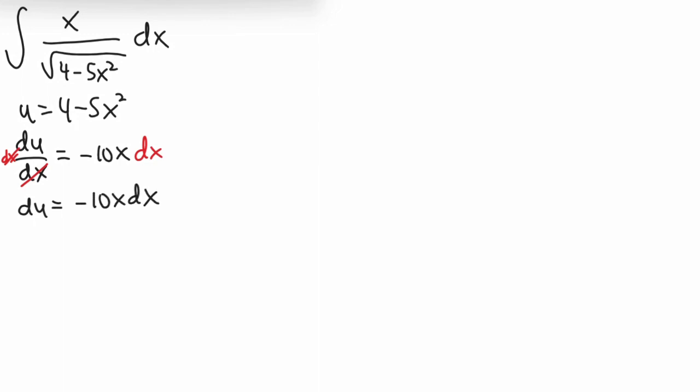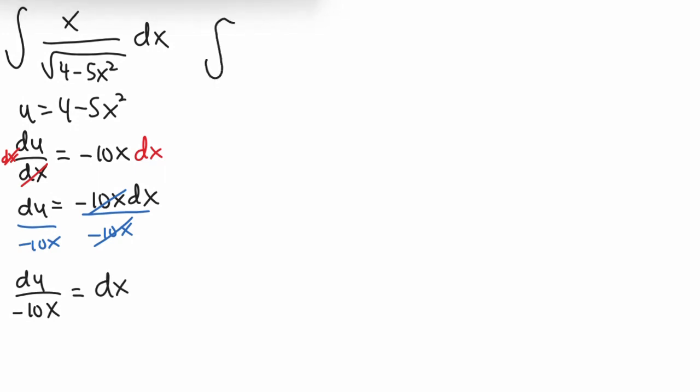Let's isolate the dx. So divide both sides by negative 10x. So that cancels there. So you have du over negative 10x equals dx. All right, so let's substitute into our original equation. We let u equal 4 minus 5x squared. So we're going to plug this in right there. And we let du over negative 10x equal dx.